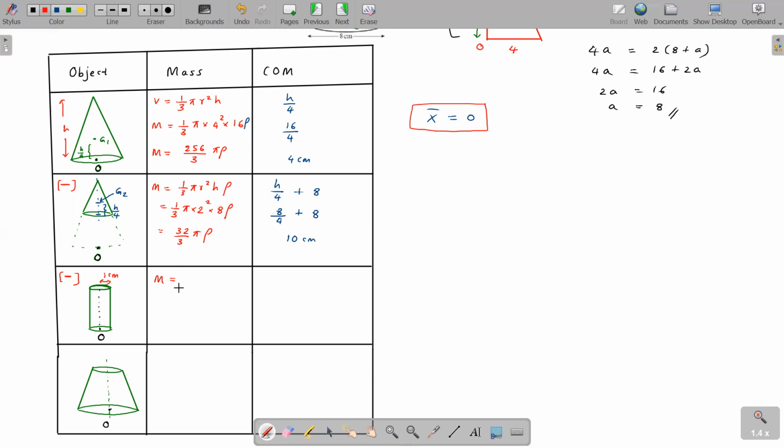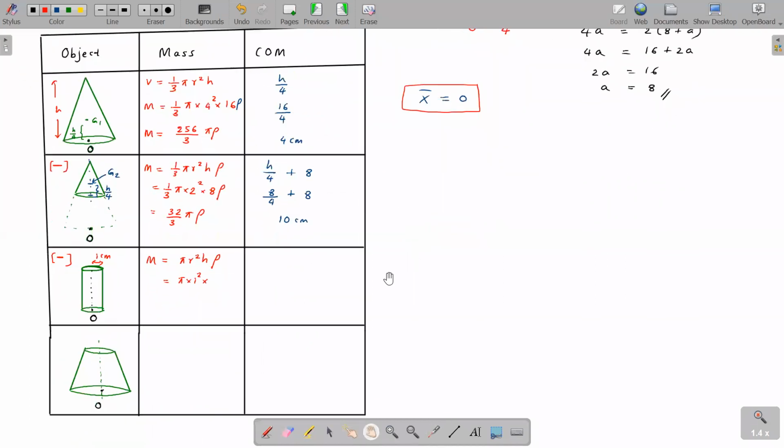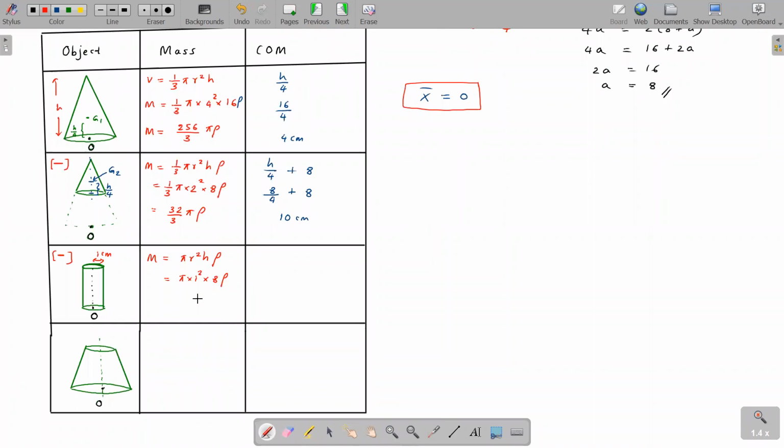So you need the mass of a cylinder, or in other words, you first need the volume of a cylinder. So what's the equation? The volume of a cylinder is pi r squared h, and you multiply by the density rho. You need to remember this. So input the values: pi, radius is 1, and the height of the cylinder is equal to the height of the frustum, so that's 8, times rho. You get 8 pi rho. All right, guys.